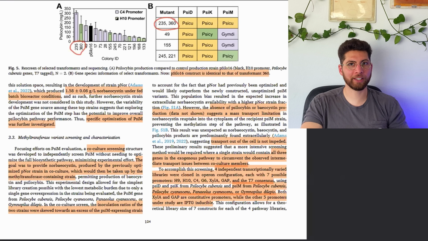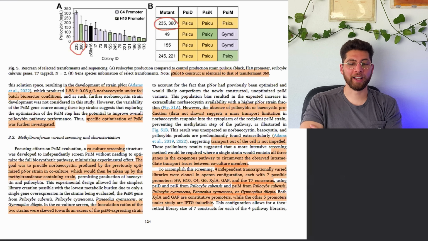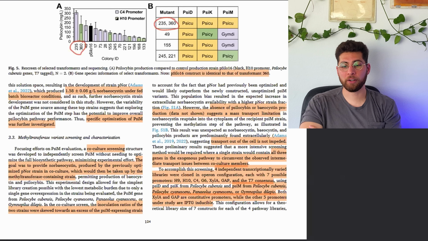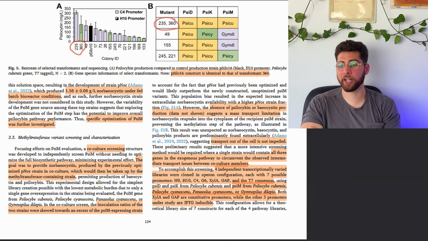And I think it's really cool that they reported something that didn't work well, right? It's good to see negative results. The goal was to provide norbaeocystin produced by the previously optimized P-Nor strain in co-culture, which would then be taken up by the methyltransferase containing strain. And then what they found was, okay, so they skewed inoculation ratios. However, the absence of psilocybin or baeocystin production, data not shown, suggests a mass transport limitation.